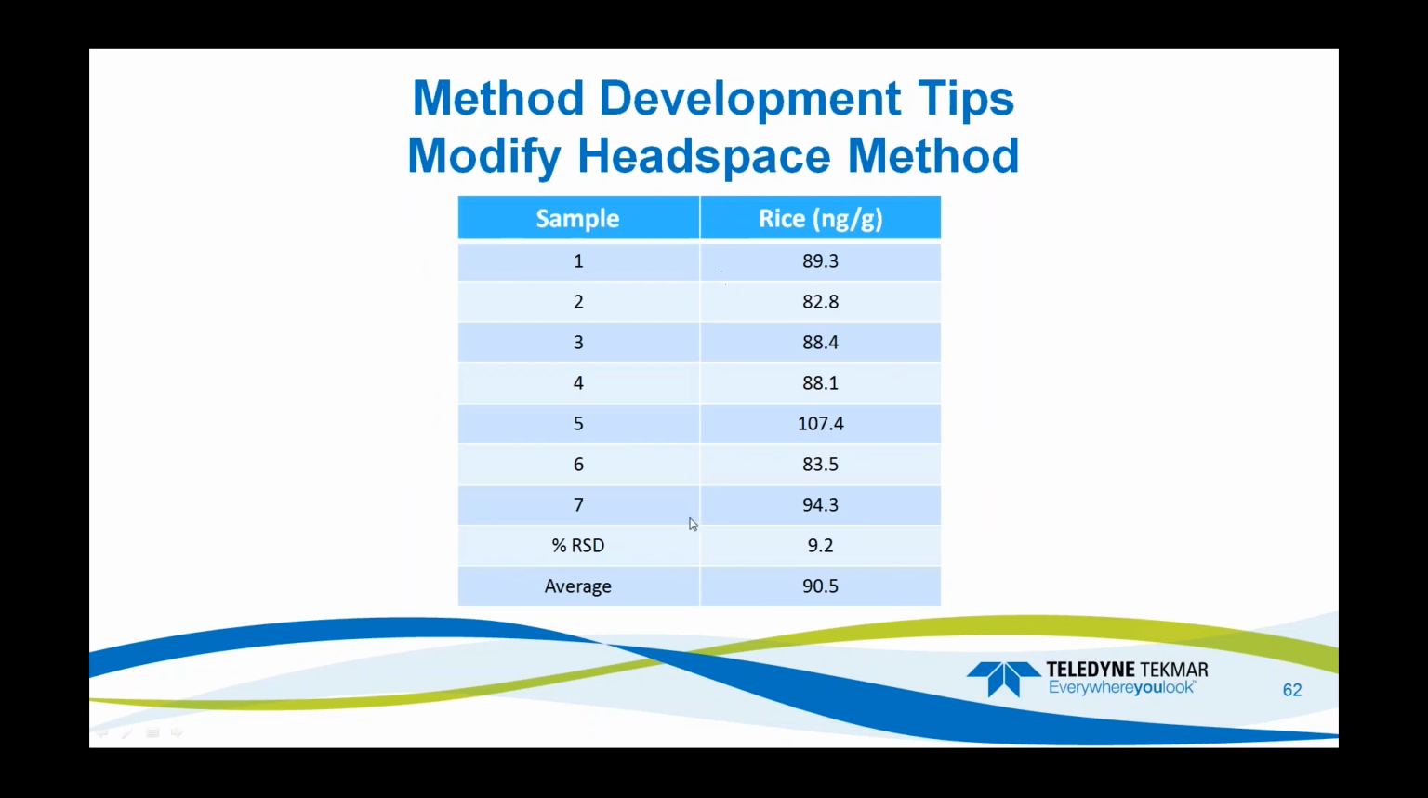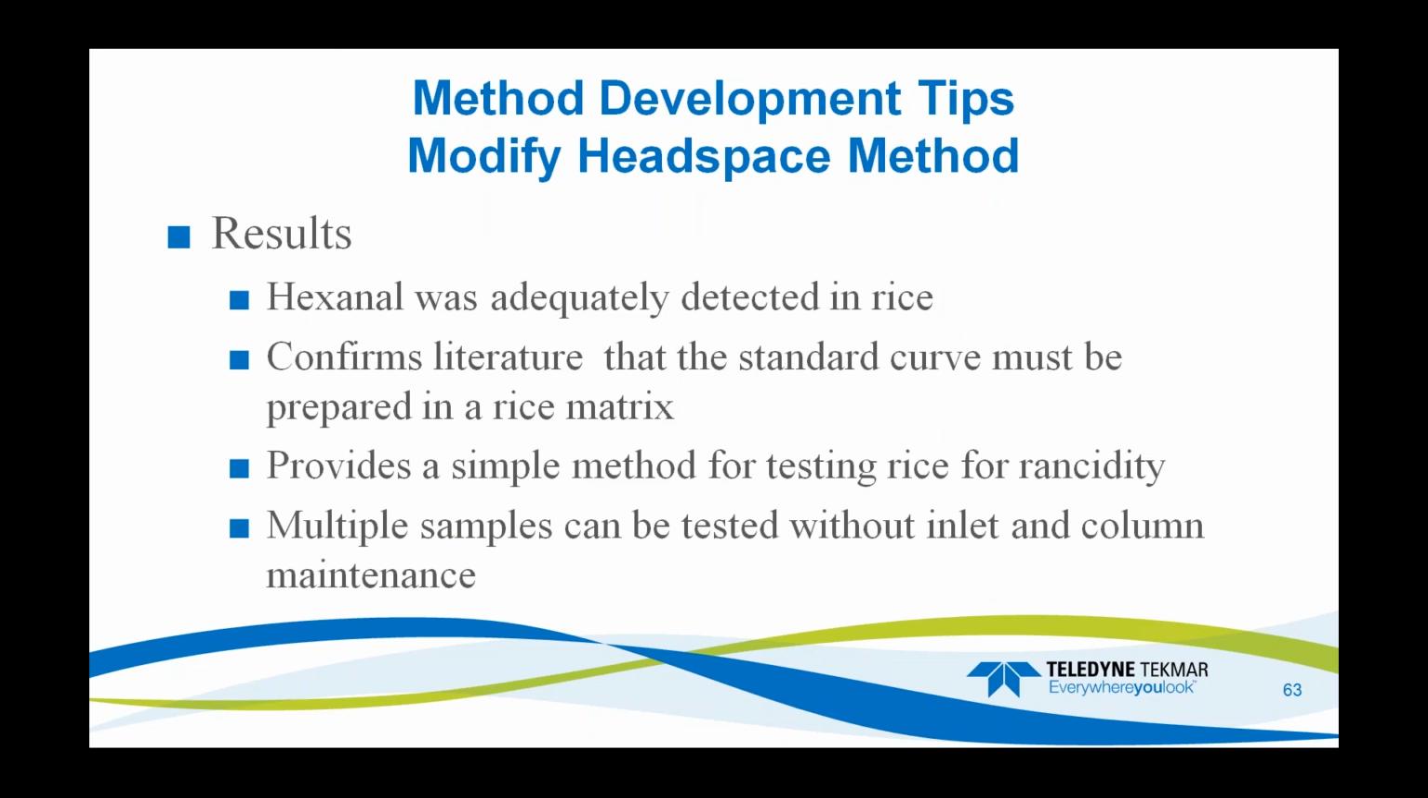We created 7 samples and calculated that, and as you can see with the dynamic, we got an RSD of 9% with an average recovery of sample of 90 nanograms per gram of hexanal in rice. Hexanal was adequately detected in the rice. It confirms the literature that a standard curve must be prepared in a rice matrix. It's a simple method for testing rice for rancidity. And again, multiple samples can be tested without inlet and column maintenance.